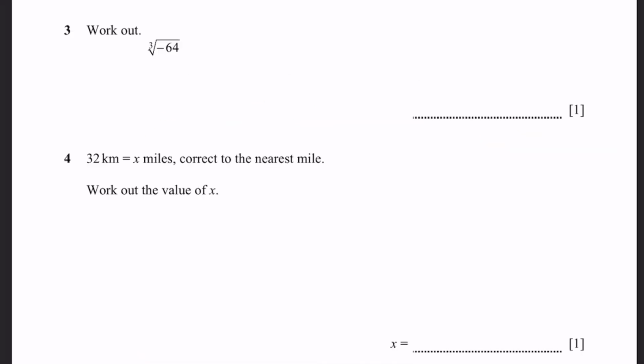Question 3. Work out the cube root of negative 64. That's just minus 4. Question 4. 32 kilometers equal to x miles. Correct to the nearest mile. Work out the value of x.